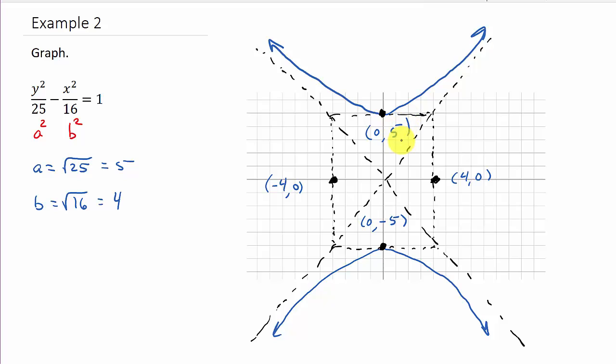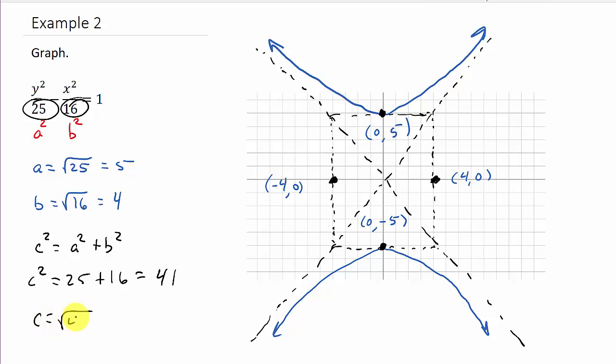And then we can plot in our foci. Okay, so if you remember that formula, c squared is equal to a squared plus b squared. So c squared is, well, we know we got a squared and b squared right here. So a squared is just 25, b squared is 16, and so we get c squared is 25 plus 16, which is 41. So c is equal to the square root of 41, and that's not a perfect square. The square root of 41 is 6.4 and a bunch of other decimals. So we're just going to say 6.4. And the reason I'm doing that is to let me know about where to plot it.